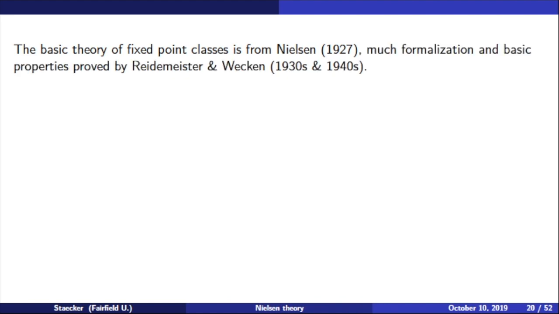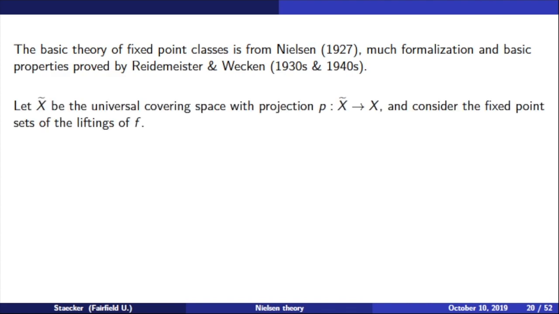All right. And the basic theory of fixed point classes was done by Nielsen around this time. A lot of the formalization of Nielsen's basic ideas was done shortly after by Reidemeister and Wecken. So a lot of the things that we describe as being Nielsen theory were actually due to these other people. Here's a basic idea. I'm going to talk about the universal covering space of X. This is a simply connected covering space with some projection map here.